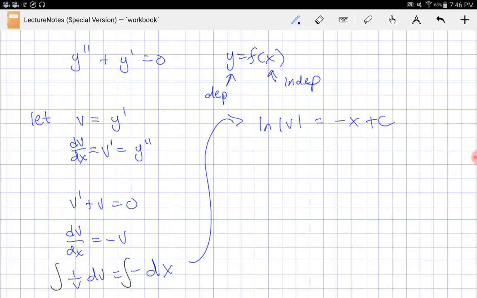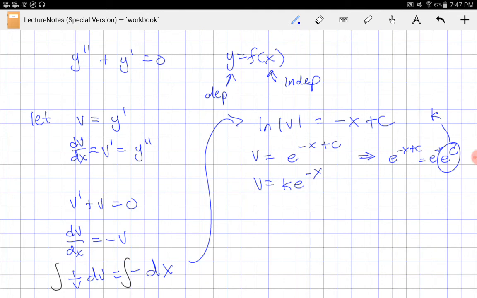So to isolate for v, we take the exponential of both sides, and we get e to the negative x plus c. We know that e to the negative x plus c equals e to the negative x times e to the c. And e to the c is just some arbitrary constant that we can call k. So we have v equals k e to the negative x.